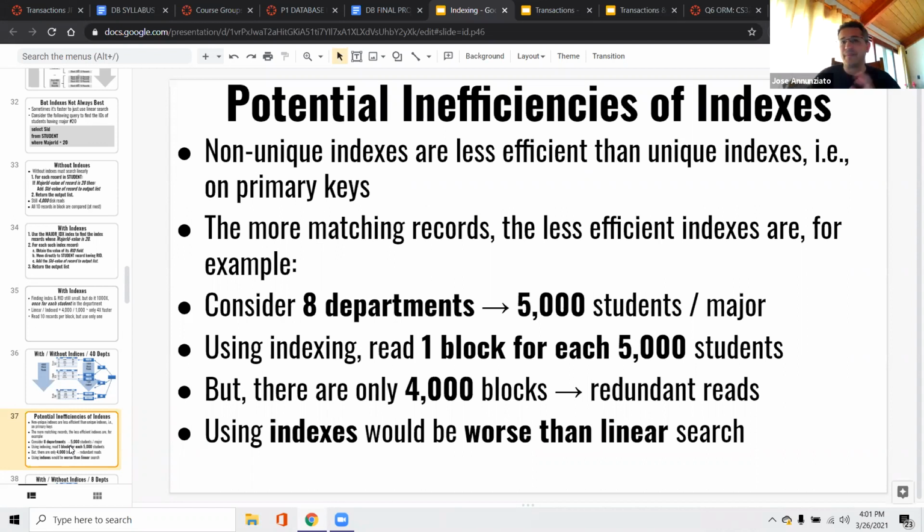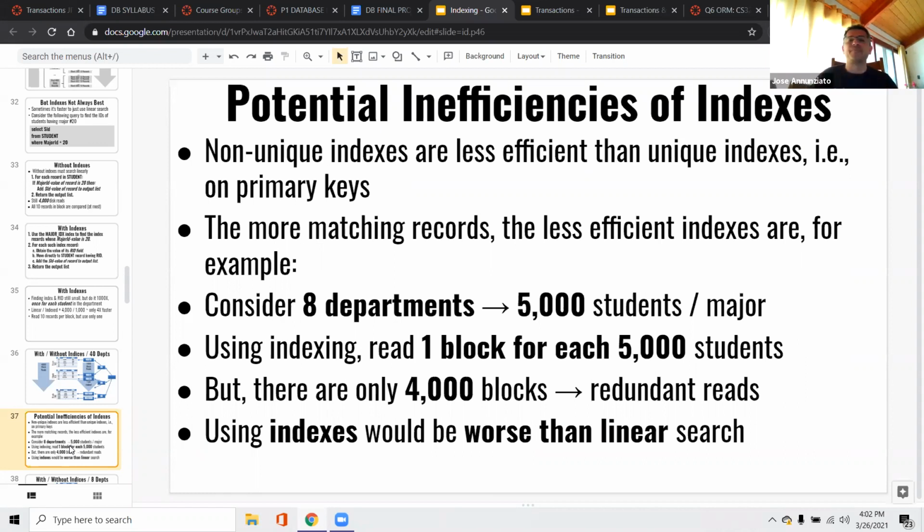Well, if a full scan of reading the entire table and retrieving the 5,000 students would take you just 4,000 reads, then why would you want to do 5,000 reads using the non-unique index? You would be doing more individual block reads using the index than if you just do a full scan read. So in that sense, using the index on this non-unique field is actually working against you.